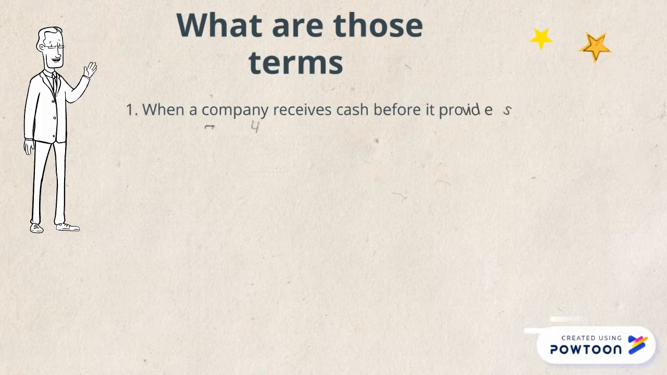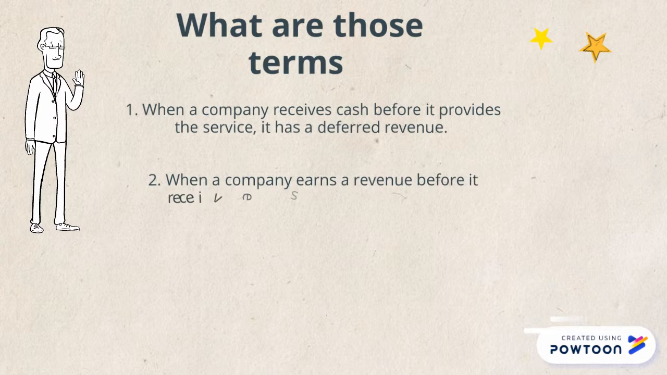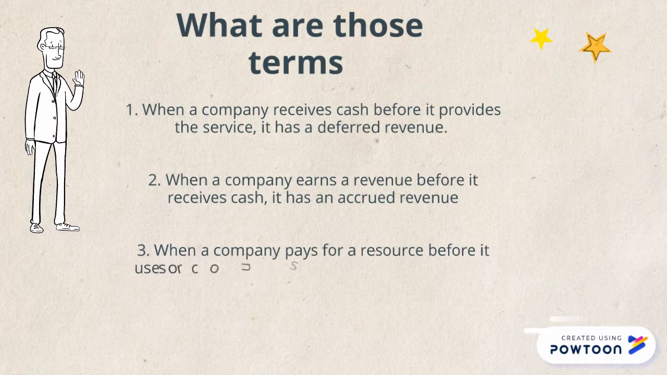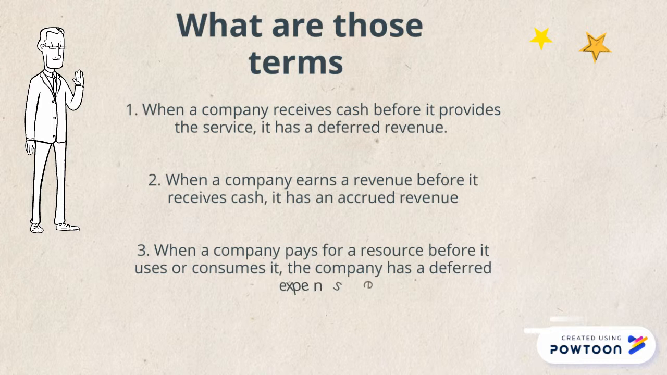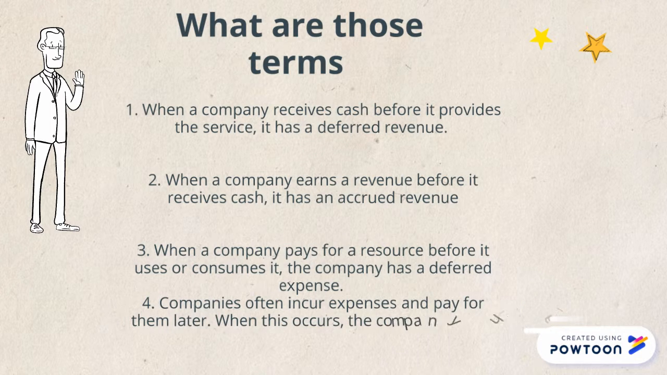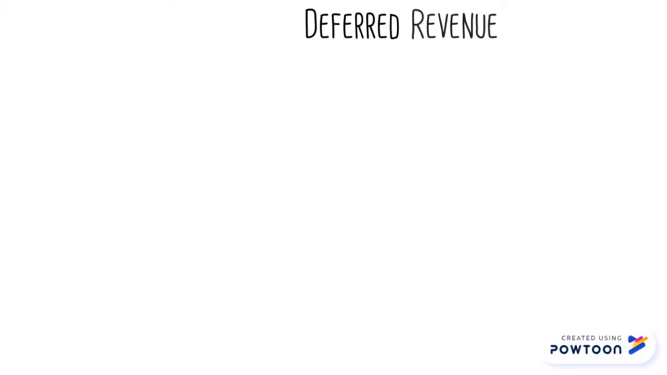Well, when a company receives cash before it provides a service, it has a deferred revenue. When a company earns revenue before it receives the cash, it is an accrued revenue. When a company pays for a resource before it uses or consumes it, the company has deferred the expense. And finally, when a company incurs expenses and pays for them later, this is known as the accrued expense. So let's look at deferred revenue.